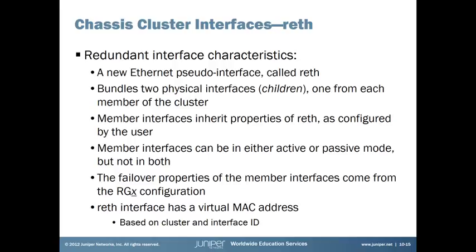As to whether they will be active or passive, the failover properties of the member interfaces come from the redundancy group configuration. So that's all configured in the redundancy group itself. And the reth interface has a virtual MAC address. So it's based on the cluster and the interface ID. So the cluster comes up with a virtual MAC address and applies it to the reth interface. So as you can see, it is really a virtual interface that consists of these two physical interfaces.